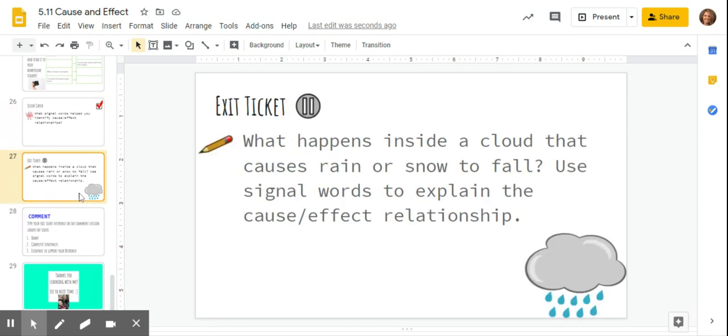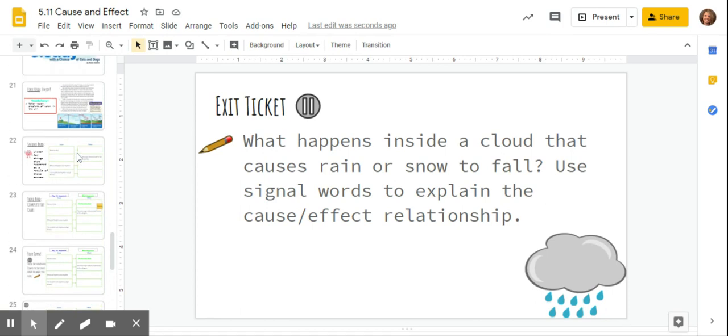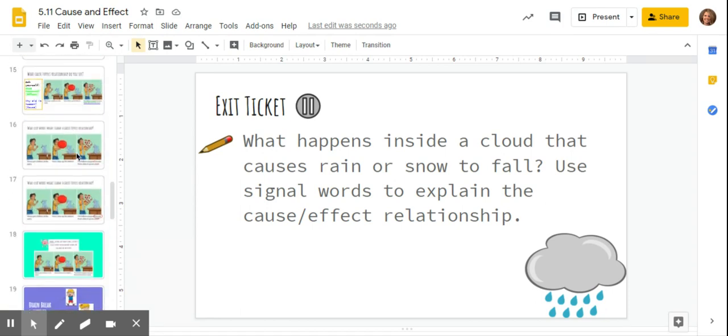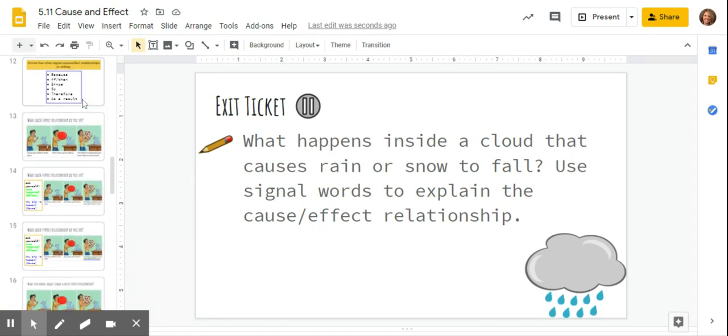Alrighty, for your exit ticket today, you will record this on the bottom of your note catcher, and then in the comment section underneath this video when you are finished watching. Your exit ticket today says, what happens inside a cloud that causes rain or snow to fall? Use signal words to explain the cause-effect relationship. I want you to go back to the text and think, what happens inside a cloud that causes rain or snow to fall?